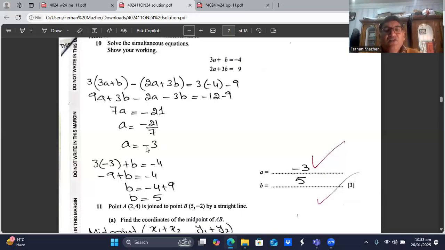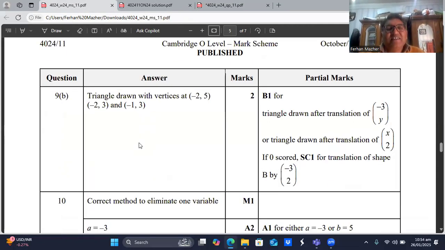So I got the value of a, then I can put that value in the first equation, or you can put it in the second equation, wherever you like. I have put a's value in the first equation. So 3 into -3 plus b equals -4. So -9 plus b equals -4. b will be equal to -4 plus 9, so b will be 5. So the value of a is -3 and the value of b is 5. This is how we are going to do question number 10. Then let's check the answer.